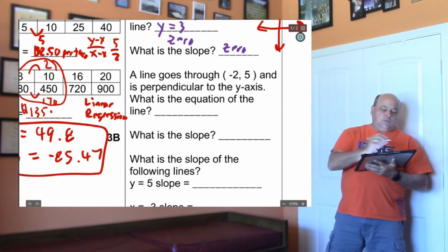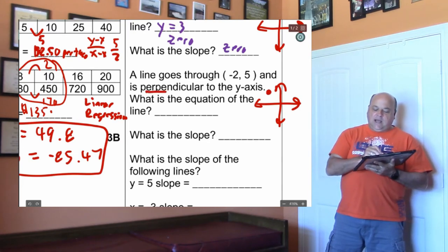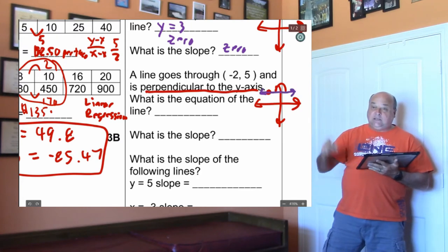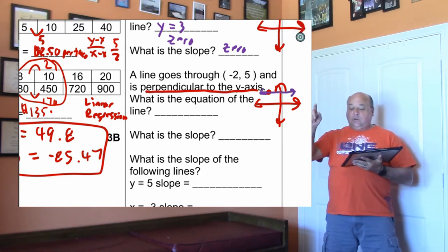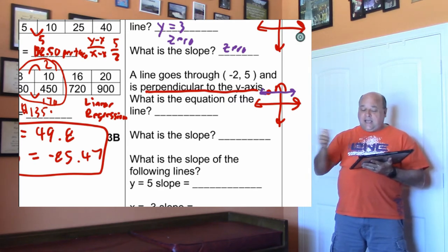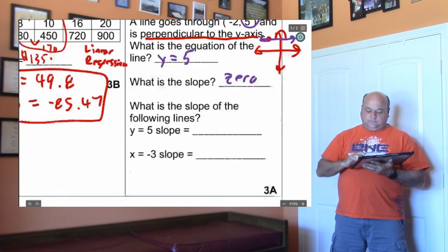Okay, let's look at the next one. Draw an xy axis. (-2, 5) would be up here somewhere, wouldn't it? Now then the line is perpendicular to the y-axis. If it's perpendicular to the y-axis, it goes through the y-axis. So it looks like the same thing as the above one, right? The equation of the line, it's not going to be x equals. It's going to be y equals 5, isn't it? And the slope is going to be 0 again.